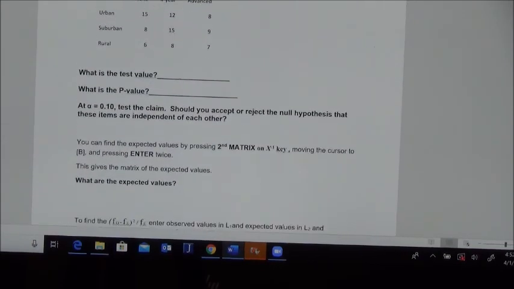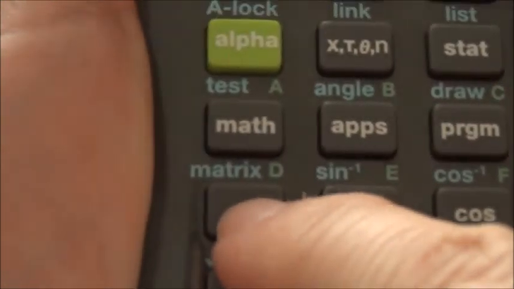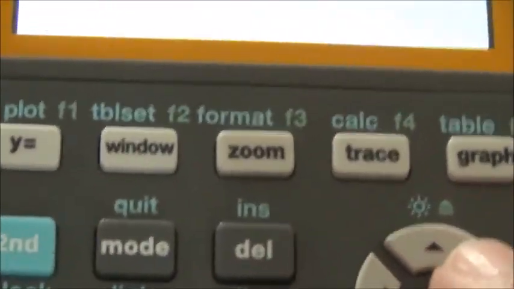So the table below shows the number of years of college a person has completed and the residence of the person. We're using an alpha level of 0.05 to determine whether the number of years of college a person has completed is related to the residence. So again, we're going to put that into a matrix. And so I am going to hit second function and the x to the negative 1 key to do the matrix. I'm going to go over to edit.